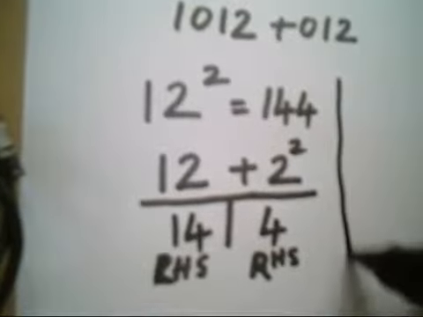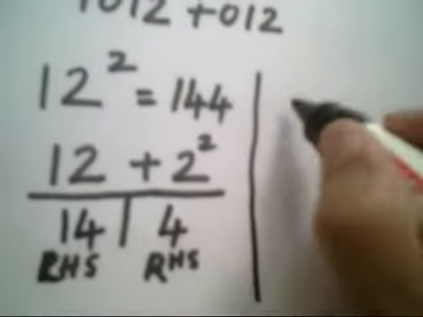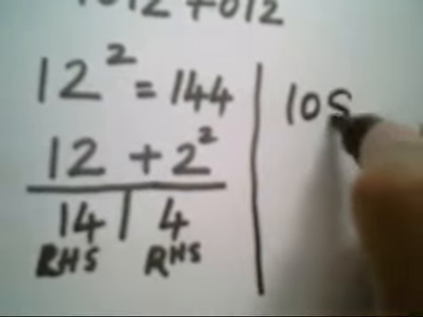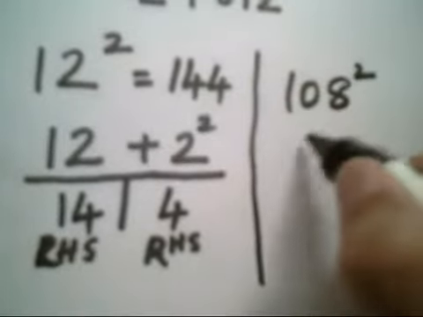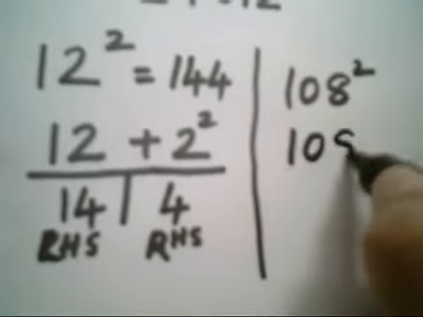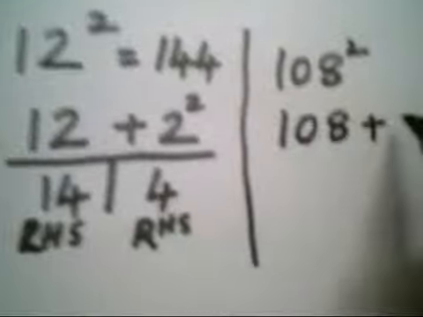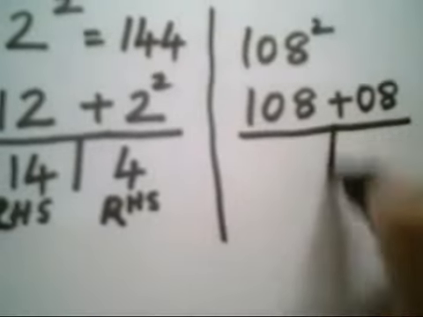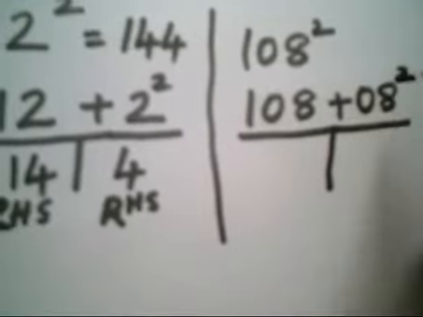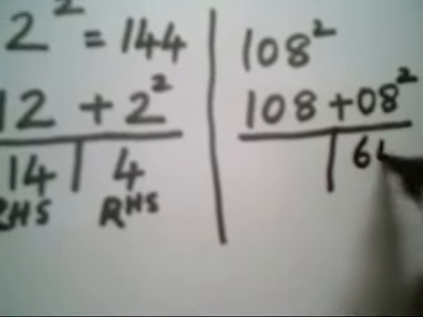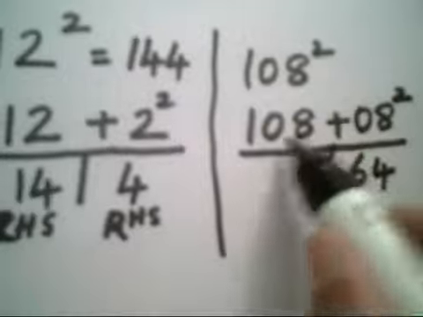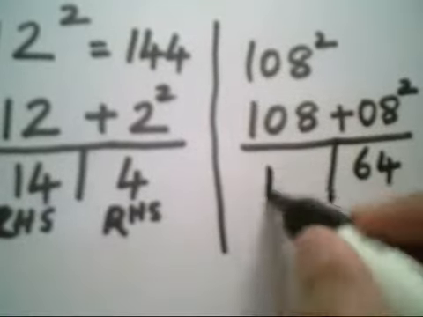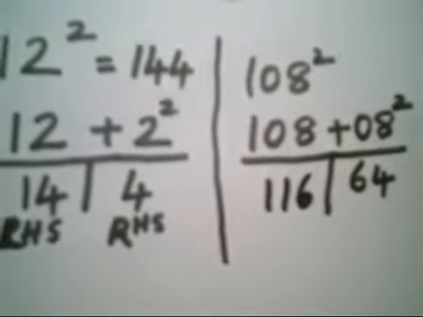In the same way, let us find one more square. Let us say this time that I have to find 108 square. In this case, I write it as 108 plus 08, and I have to find the square of this deviation. That is, 8 square is 64, and just add them. 108 plus 8 is 116. That's all. Is it not simple?